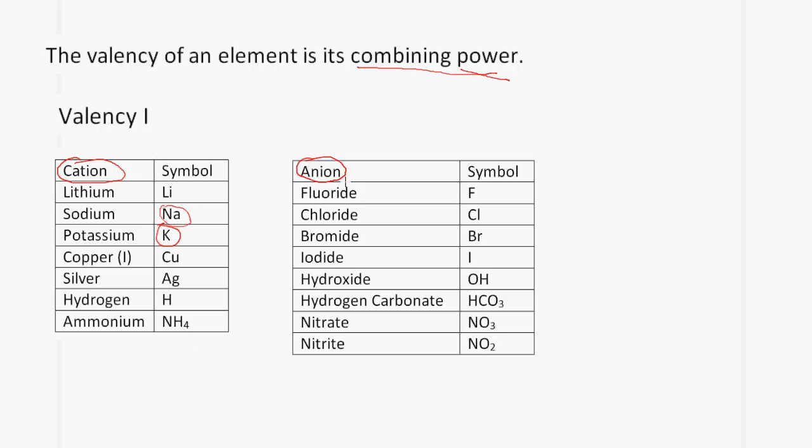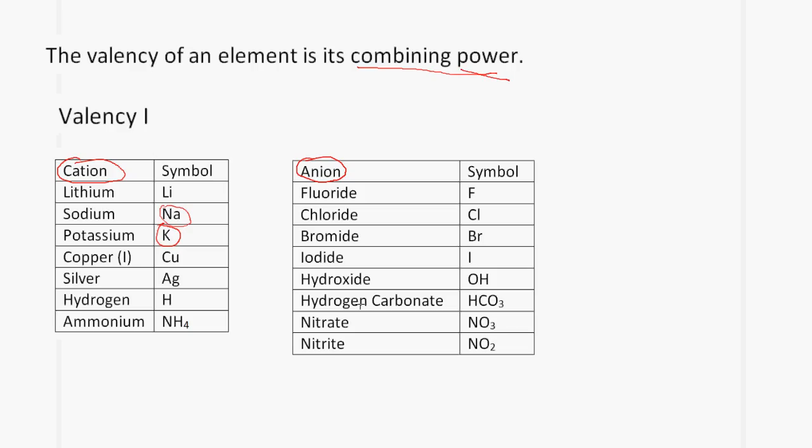In the case of the anions now, fluoride has a valency of 1 and the symbol is F. Chloride has a valency of 1 and the symbol is Cl. Bromide has a valency of 1 and the symbol is Br. Iodide has a valency of 1 and the symbol is I. Hydroxide, valency of 1 and the symbol is OH.